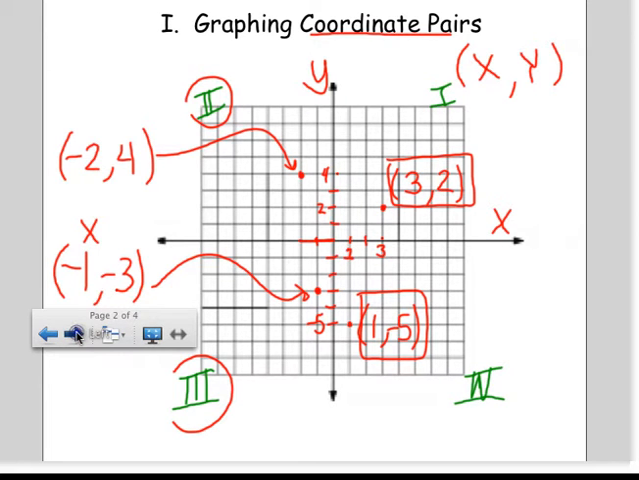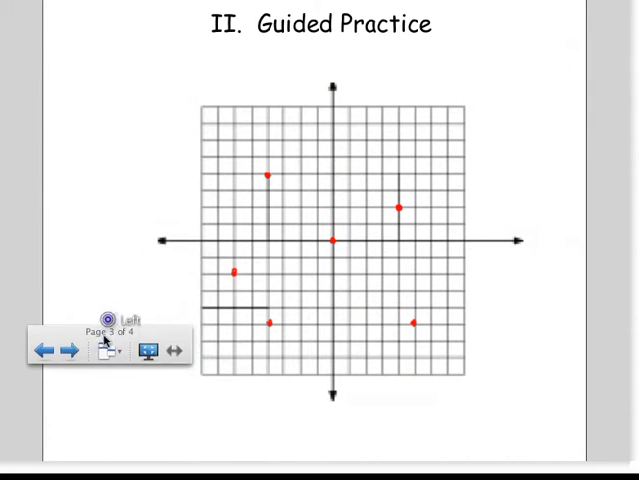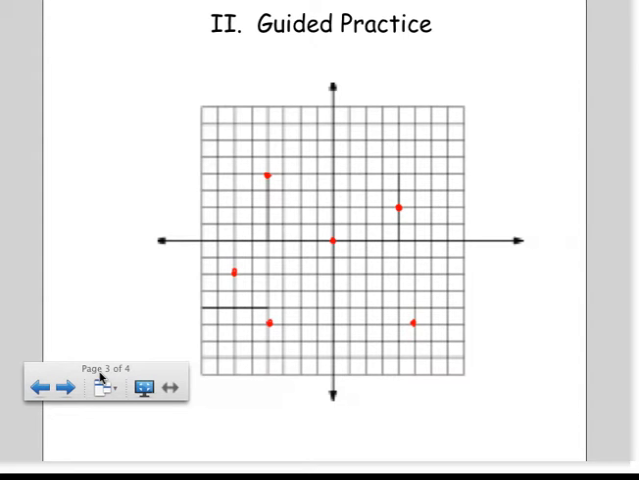Now it's time for guided practice. I'd like you to, on your paper, please label the following points. So we'll call this point A, we'll call this point B, this point C, this is point D, right there, E, F, and G. Please label these 7 points. Press play when you're ready to check your answers for how you would write the coordinate pairs for all 7.